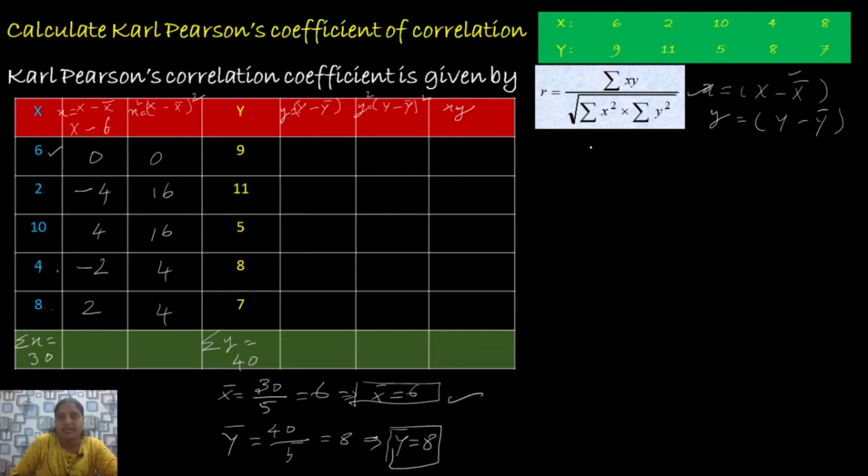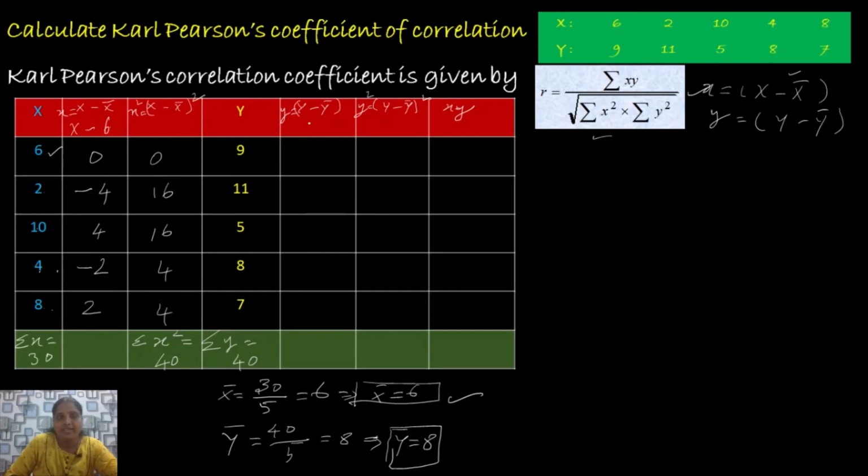We need this value, isn't it? That is sigma x square. You just calculate the sum of the values. Sigma x square is equal to 16 plus 16, 32, plus 4, 36, plus 4, 40.